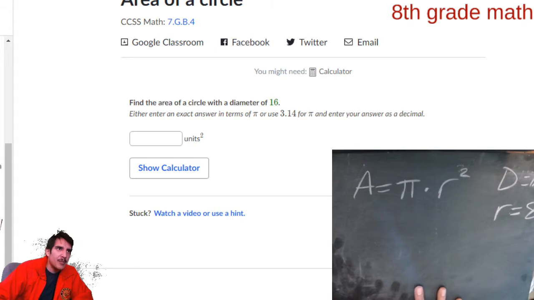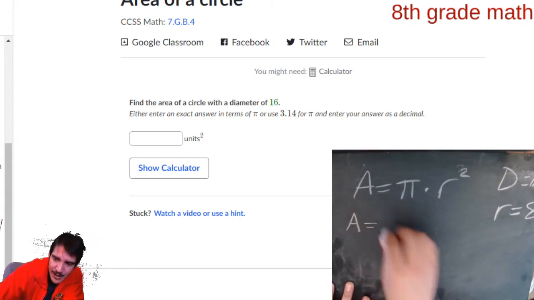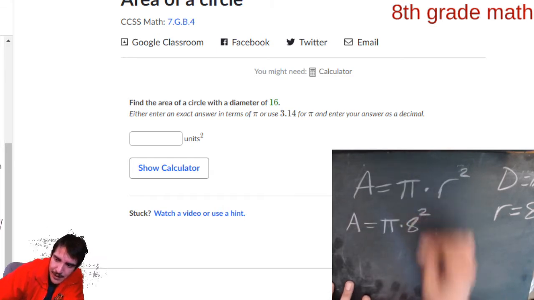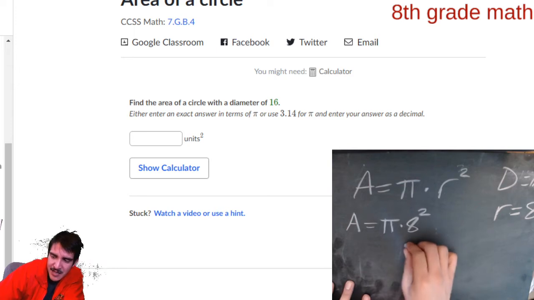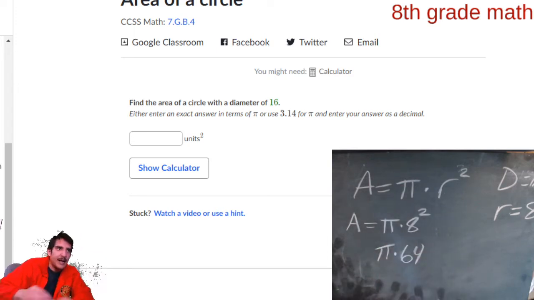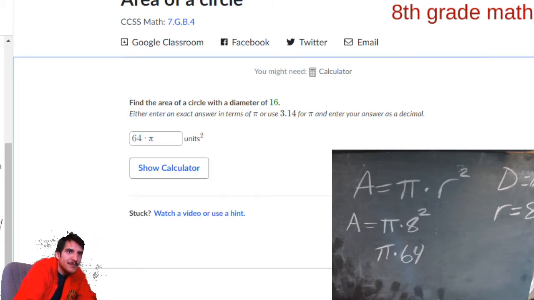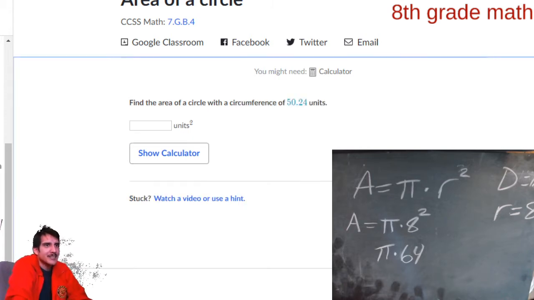So now let's do our problem. If the radius is 8, then we know that the area is going to be pi times 8 squared. 8 squared is 8 times 8. Hopefully you all know that this is 64 times pi. Again, I'm going to enter an exact answer because I don't feel like using a calculator. I feel like just getting used to writing the exact answer, 64 times pi. That's kind of cool, right? That makes life a little bit shorter.